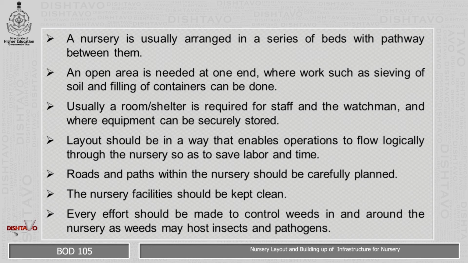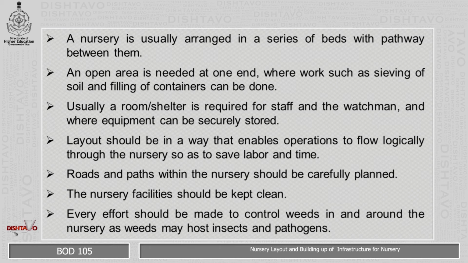Layout should be in such a way that it enables operations to flow logically through the nursery, to save labor and time. For example, taking the planting material, the heavy soil and the containers to a corner place will be difficult. So it should be planned properly. The operation should be planned properly for a smooth flow of material. Roads and paths within the nursery should be carefully planned.